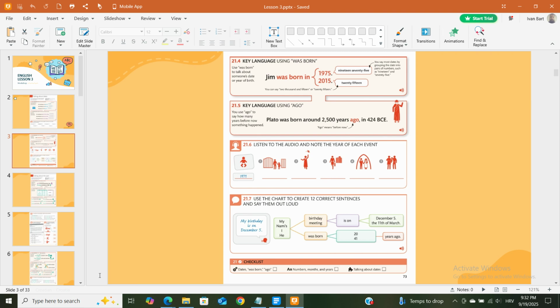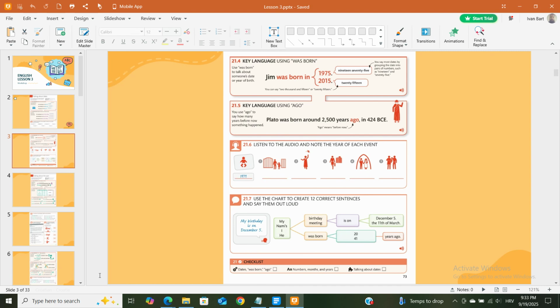21.6 Listen to the audio and note the year of each event. 21.7 Use the chart to create 12 correct sentences and say them out loud. My birthday is on December 5th. The meeting is on the 11th of March. He was born 41 years ago. Checklist: dates, was born, ago, numbers, months, and years.